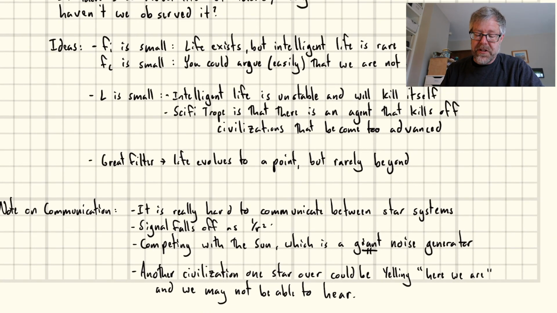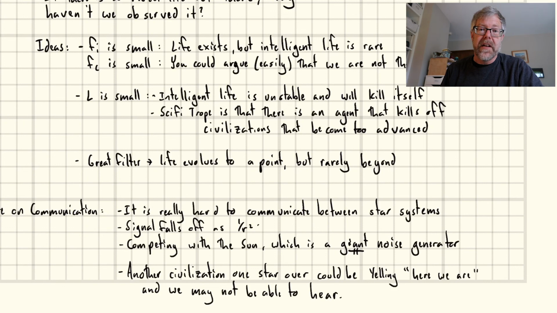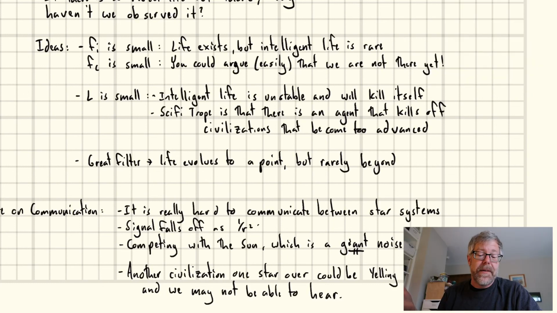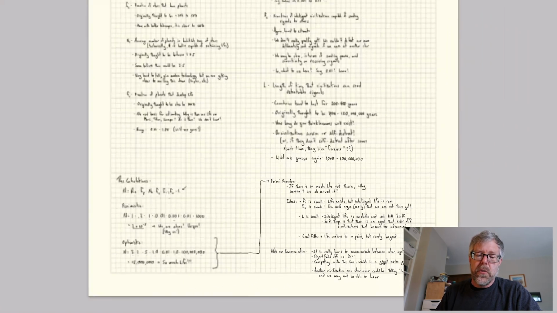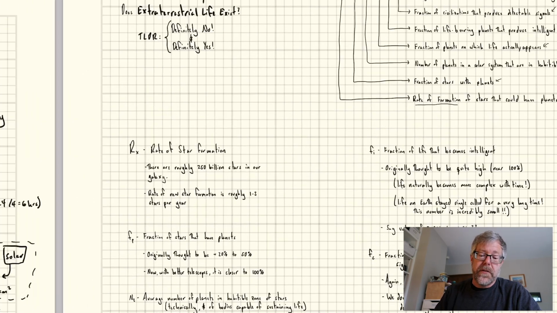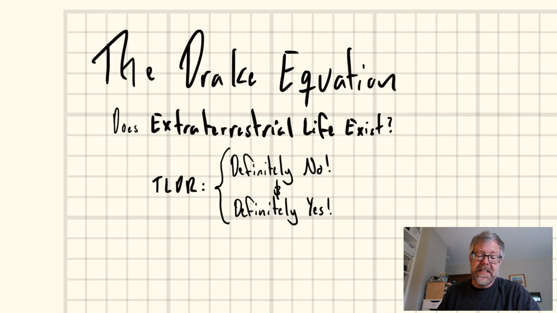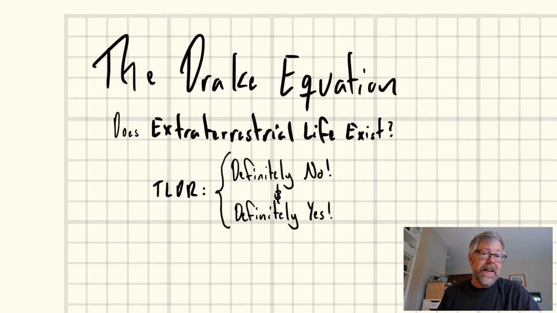So another civilization, even just one star over, like the closest star, could be yelling, here we are, here we are. If they're the same type of civilization as we are, there's no way that we could hear them. Very sad. Okay, so the conclusion really to this whole thing is, is there life out there? The Drake equation says definitely yes and definitely no. All right, thank you very much.